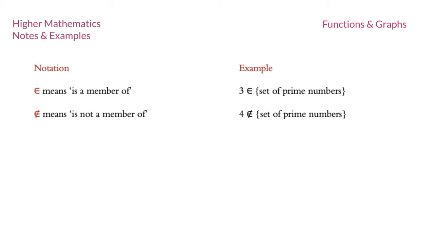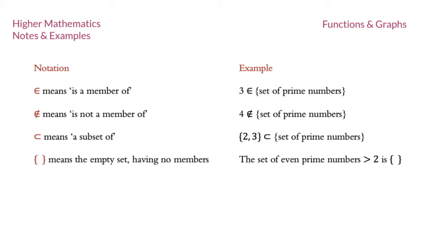We can also say that something is not a member, so we could say that 4 is not a member of the set of prime numbers. We can have such a thing as a subset. This won't come up terribly much in higher maths, but this symbol means it's a subset of. So 2 and 3, that set of numbers is a subset of the prime numbers.